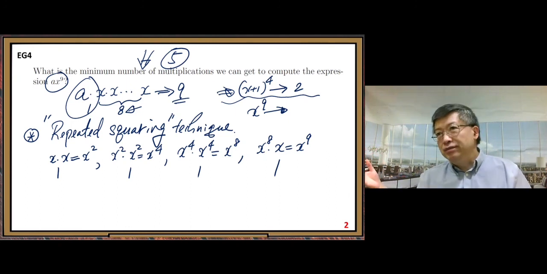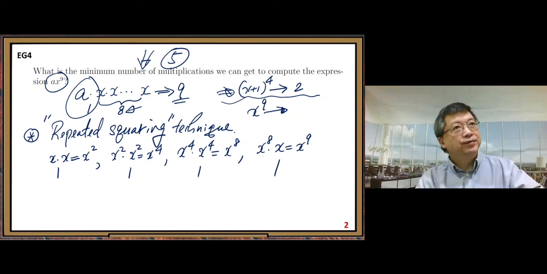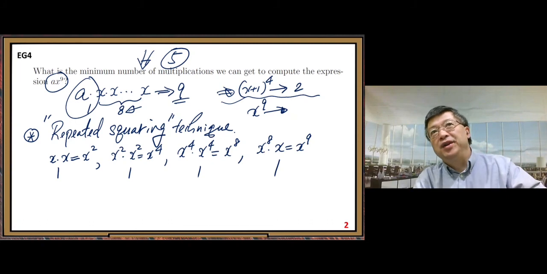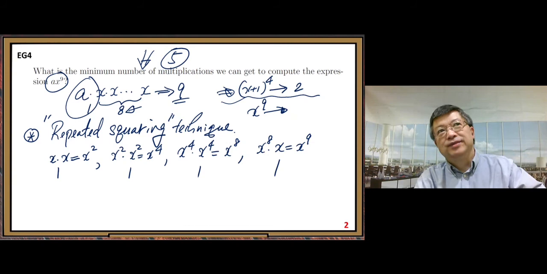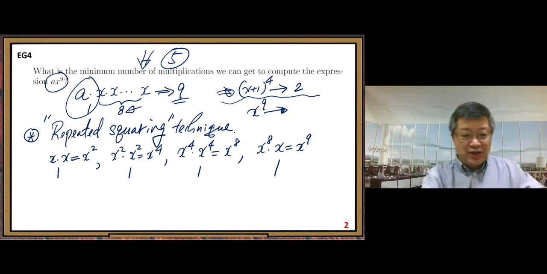Is that good? 4 better than 9, is that good? Repeated squaring technique. How good it is. Okay, repeated squaring. All right. Then, last thing.